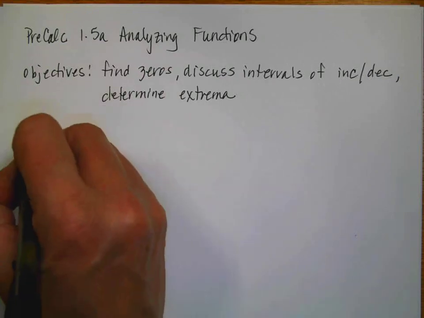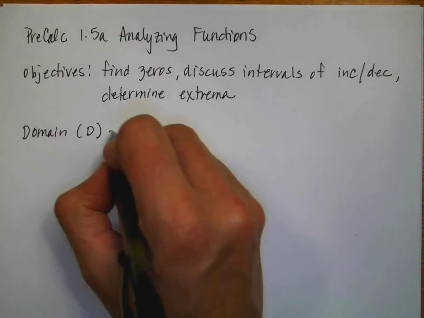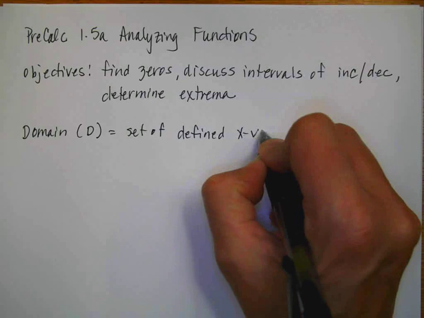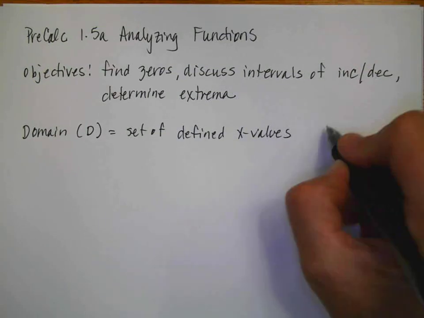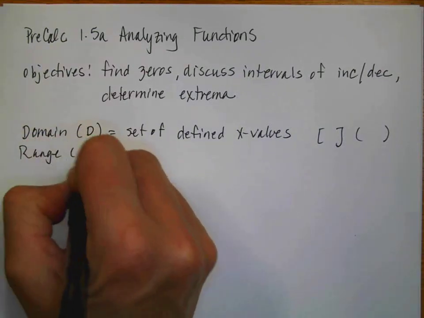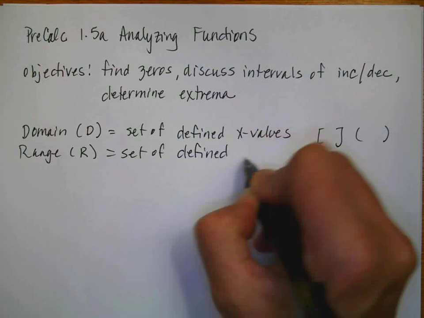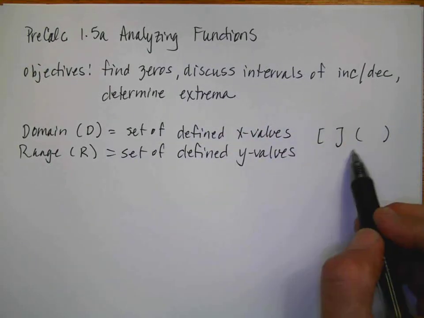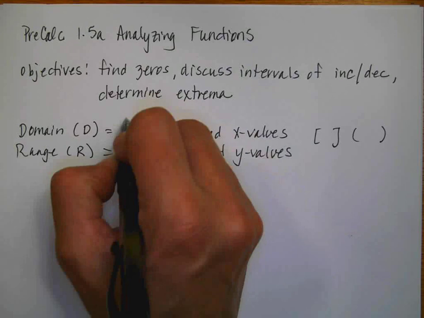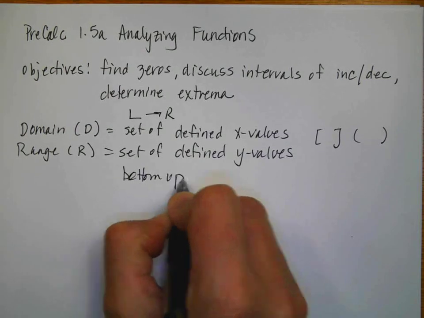Before we get started, just a couple of things to remember. My domain, which oftentimes is a shortcut, we just use the capital D, is the set of defined x values. And remember, when we report domain, we use interval notation. Range is going to be the set of defined y values. And again, the expectation is that you'll use interval notation for that as well. Remember, when you're reporting domain, you read it left to right, and range is read from the bottom up.